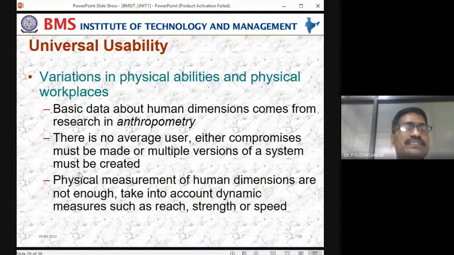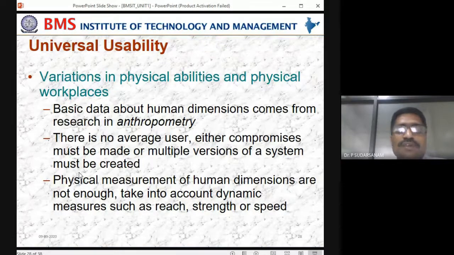First one here is variations in physical abilities and physical workplaces. The basic data about human dimensions comes from research in anthropometry. When you are doing research with respect to that product, you should first be able to find out whether it is required or not, whether this usability is there or not. All these things you have to research. You have to do the research, then only will you be able to succeed.